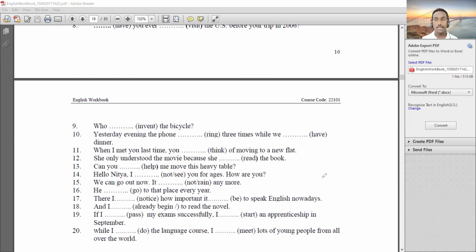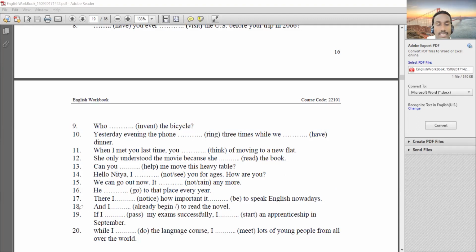It is. Okay, so like this, once again try to understand, there I noticed, here simple past, there I noticed how important it is. Why are we using "is"? Because what is expected here? Be means to be's forms. Which are to be's forms? In present tense, am, is, are. In past tense, was, were. But we are not going for past, we are using present to be's forms. And here try to understand, the subject is "it". So after "it", we cannot use am, we cannot use are, but we have to use "is". So therefore it is going to be like this. There I noticed how important it is to speak English nowadays.